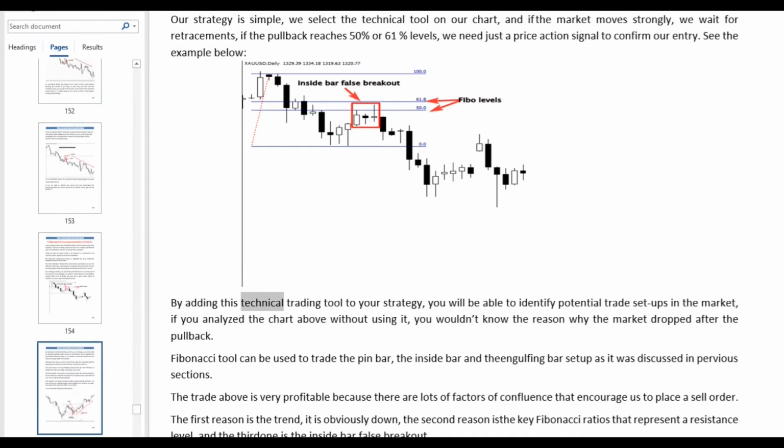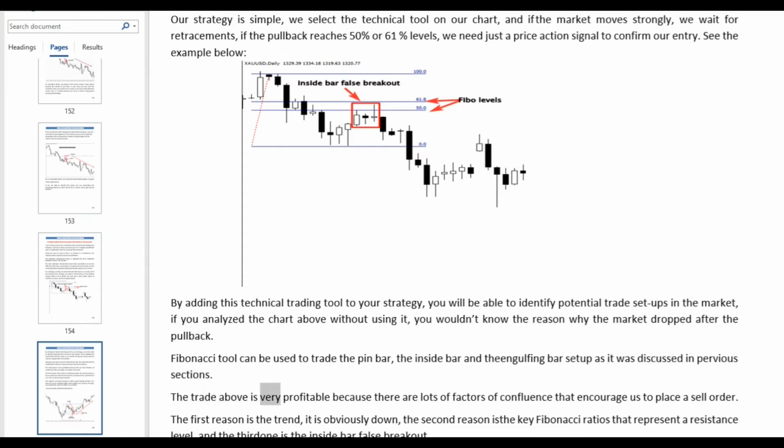By adding this technical trading tool to your strategy, you will be able to identify potential trade setups in the market. If you analyzed the chart above without using it, you wouldn't know the reason why the market dropped after the pullback. The Fibonacci tool can be used to trade the pin bar, the inside bar and the engulfing bar setup as it was discussed in previous sections.